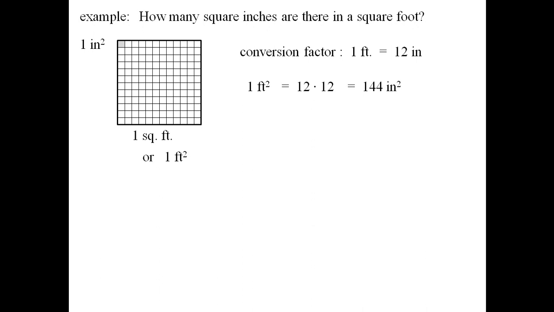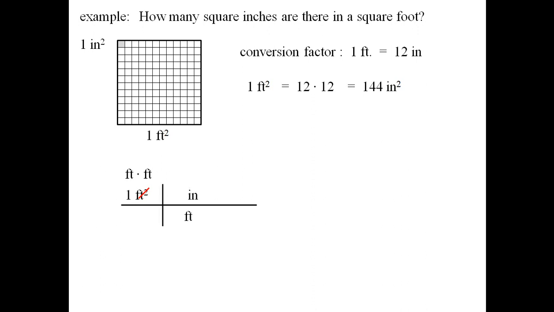But let's not do it that way. Let's instead use the factor label method. Let's start out like this, and we want to end up with inches squared instead of feet squared. Now we should get 144, right? Well, here's how that happens. Instead of writing foot squared like this, let's write foot squared like this: foot times foot, right? x times x, x squared, same thing.